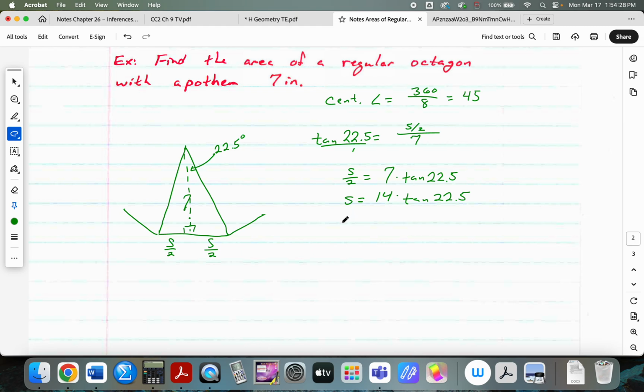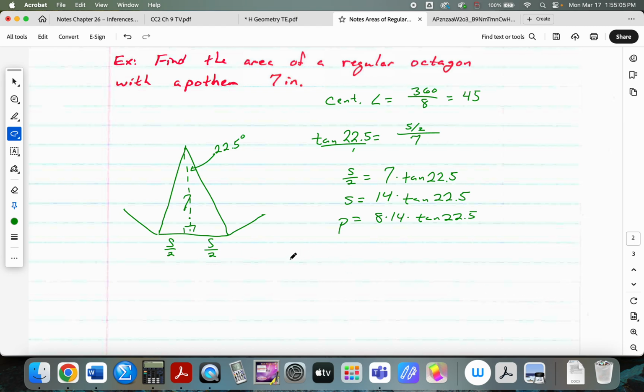And the perimeter, what would I have to do to this number to find the perimeter? It's an octagon, so how many sides does it have? 8. So what I need to do, if this is one side, how do I find the total perimeter? Yeah, multiply this by 8. So it'll be 8 times 14 times the tangent of 22.5. I don't bother putting that into the calculator because I don't want to round it off yet.